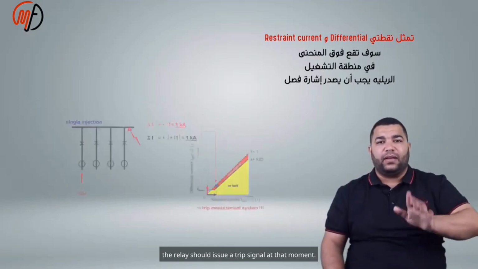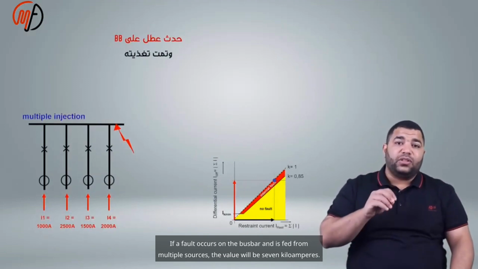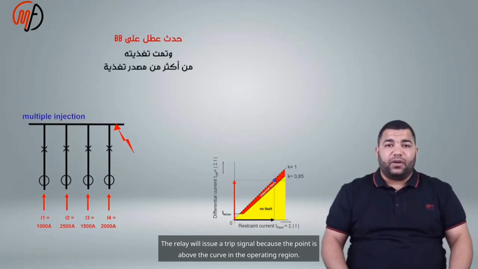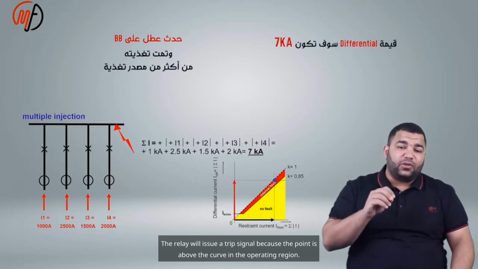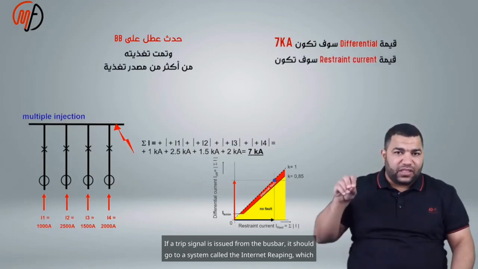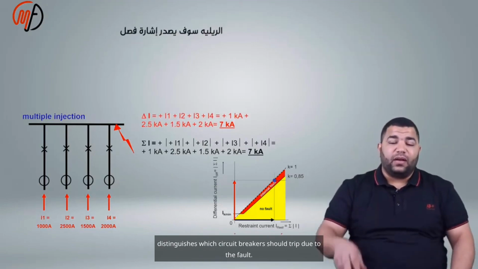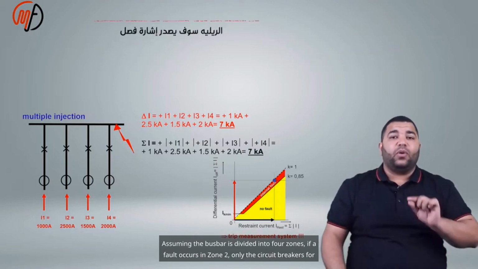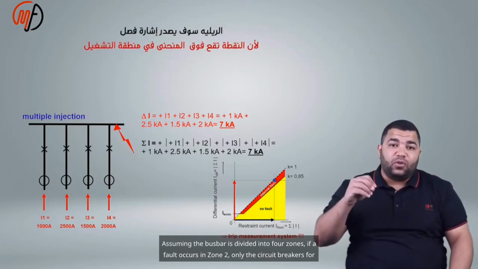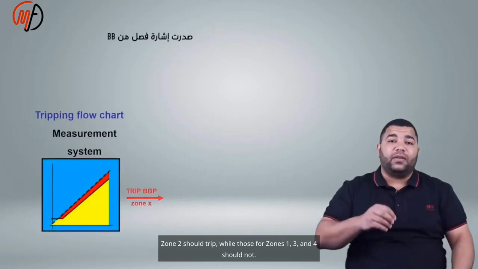which means that the relay should issue a trip signal at that moment. If a fault occurs on the bus bar and is fed from multiple sources, the value will be 7 kiloamperes. The relay will issue a trip signal because the point is above the curve in the operating region. If a trip signal is issued from the bus bar, it should go to a system called the internet reaping, which distinguishes which circuit breakers should trip due to the fault. Assuming the bus bar is divided into 4 zones, if a fault occurs in zone 2, only the circuit breakers for zone 2 should trip, while those for zones 1, 3, and 4 should not.